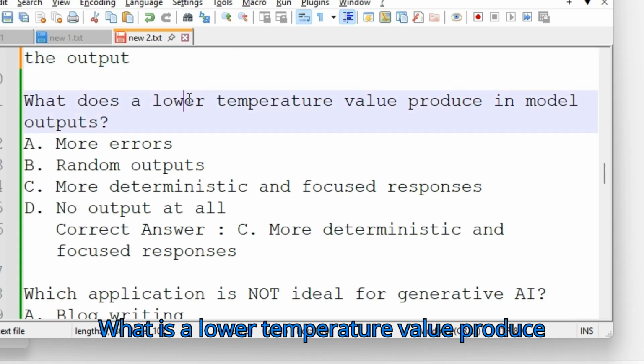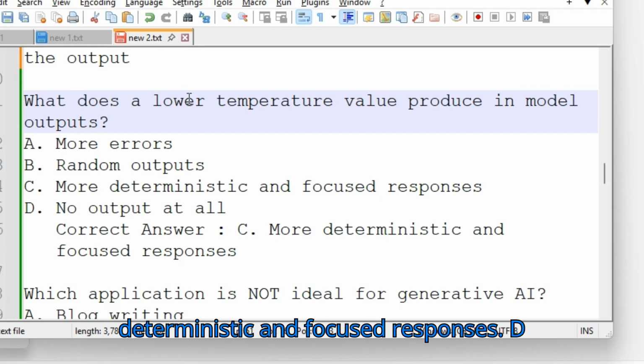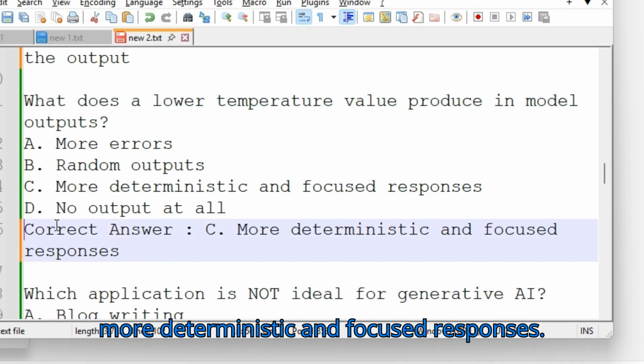What does a lower temperature value produce in model outputs? A. More errors. B. Random outputs. C. More deterministic and focused responses. D. No output at all. Correct answer: C. More deterministic and focused responses.